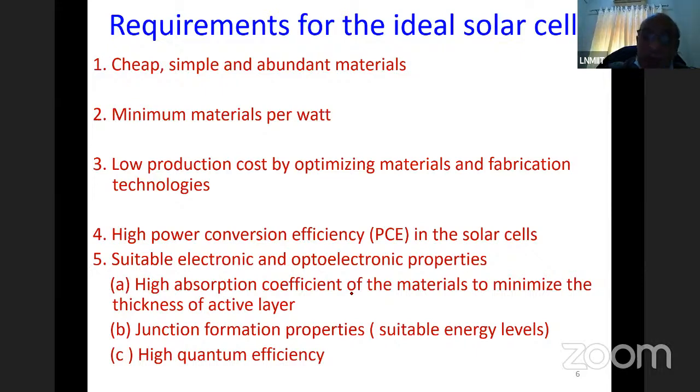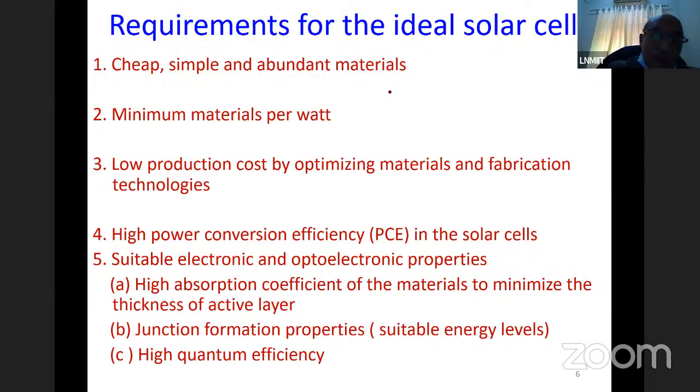These are the ideal requirements for a solar cell. The materials which we are using should be cheap, simple, abundant materials in nature, with minimum material per watt, that is low cost and low production cost, by optimizing the material and fabrication technology. And we should get high power efficiency for a solar cell.